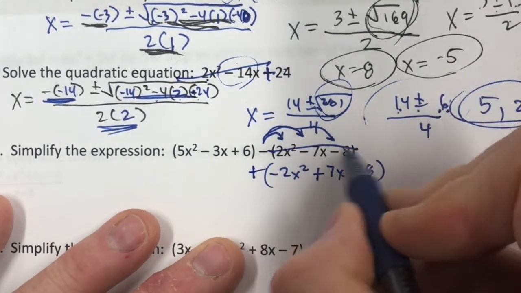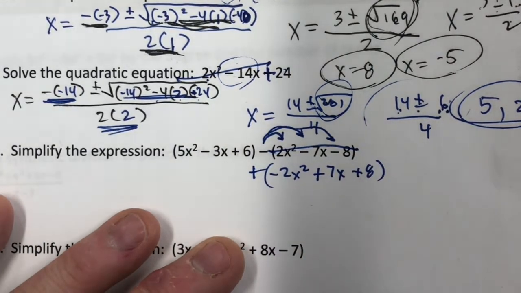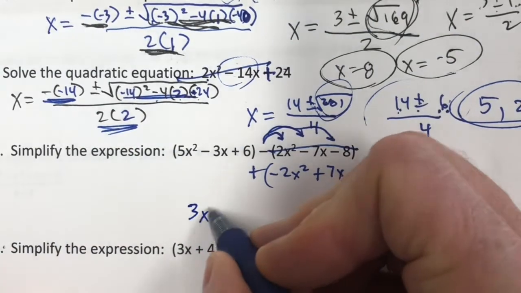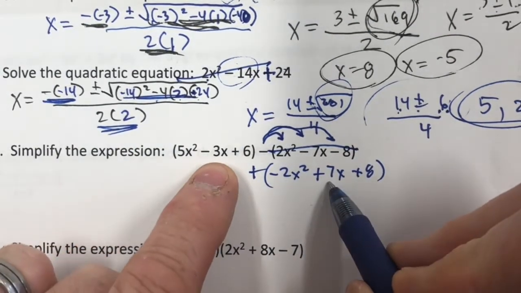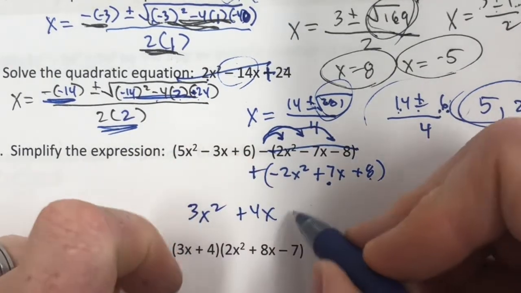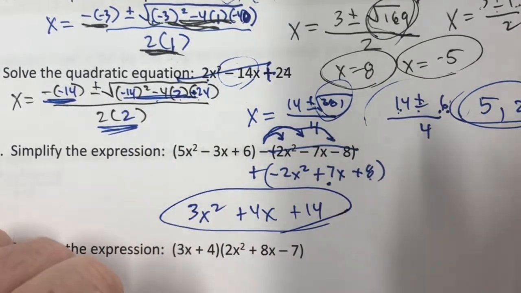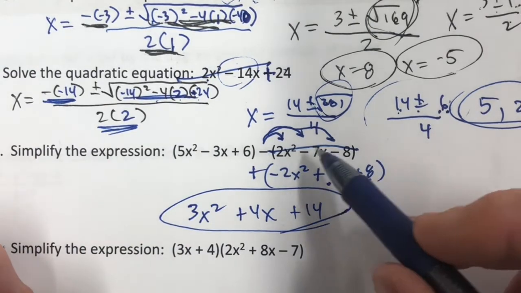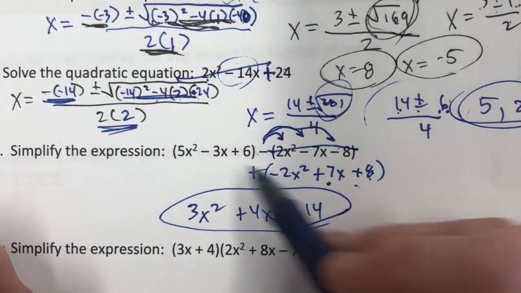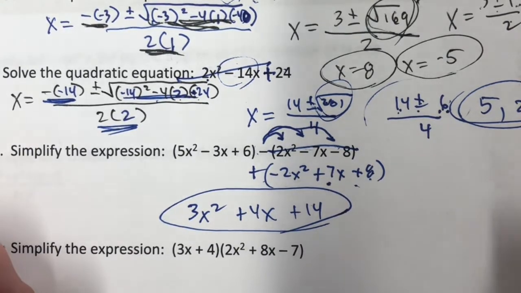And now, I'll just add these two. So I go 5x squared plus negative 2x squared. 5 plus negative 2 would be 3x squared. Negative 3x plus positive 7x. Negative 3 plus 7 would be a positive 4x. And then 6 plus 8 would be 14. And here's what I would have on that. Okay, so that's the way to do it. When you have a minus in front of this, distribute the minus through and change them all, and then just add them. That's the best way to go.